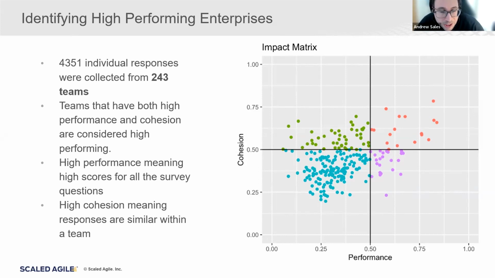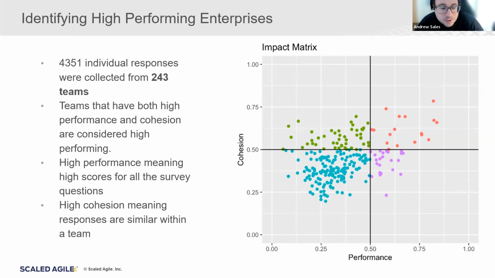The higher the level of cohesion, the higher the level of agreement of the data points inside a particular assessment for an organization. And of course, the x-axis represents performance. How well are they performing? How high are those scores within the business agility assessment?